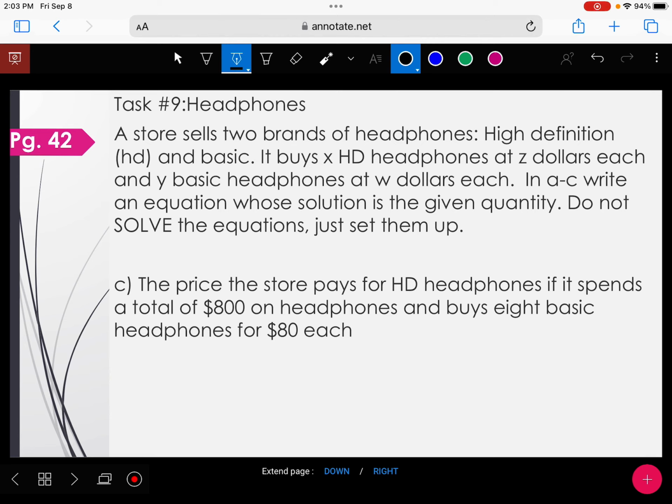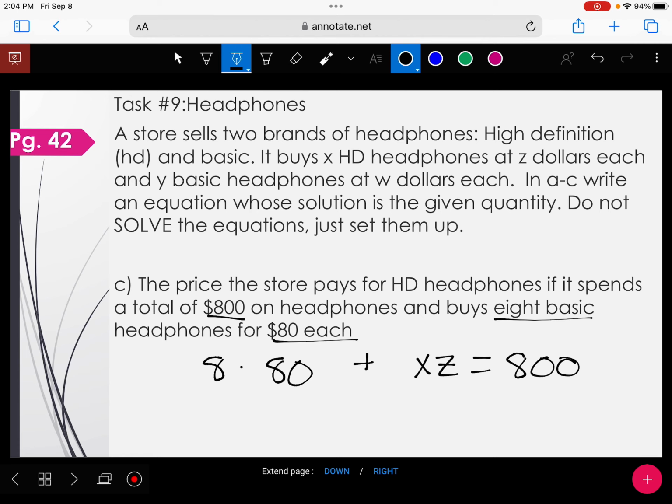All right. What are we thinking? What did we get for some sort of equation? Eight times 80. That's talking about our 8 basic headphones for $80 each. Plus X times Z equals our 800. I'm with you on that. What's up?